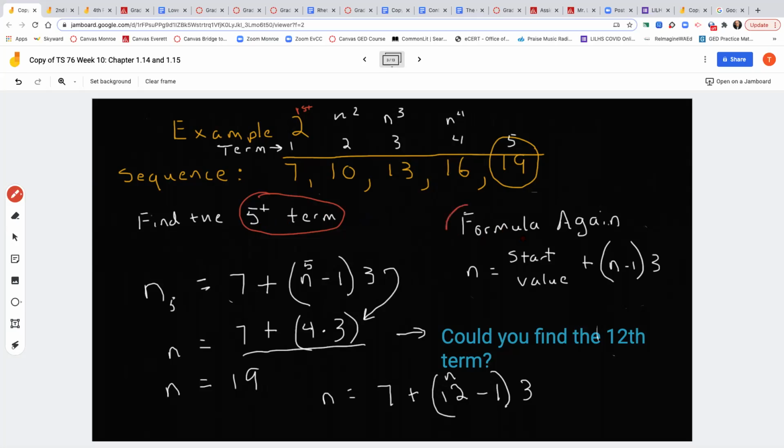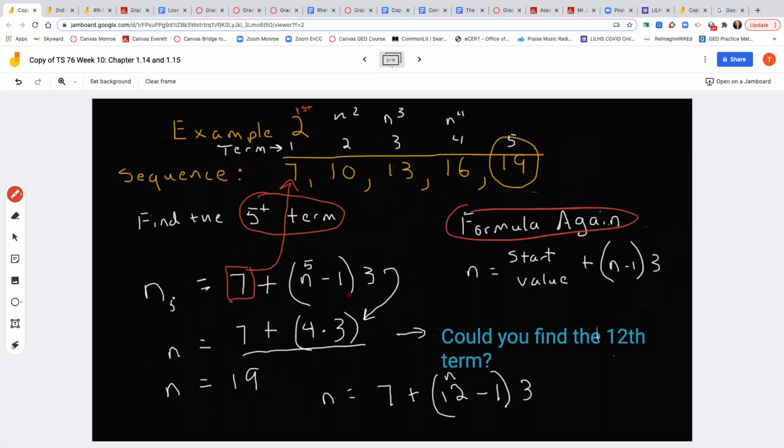It's over here again. I put it again on the page here. N equals whatever term we're trying to find, the start value. Okay, that's this first number here, 7. Where did I get that? From right here. It's my starting value in the sequence. It's my first value. Plus, now we're asking for the fifth term. So in this case, n is a 5. We plug the n in here as the 5. That's the term we're looking for.